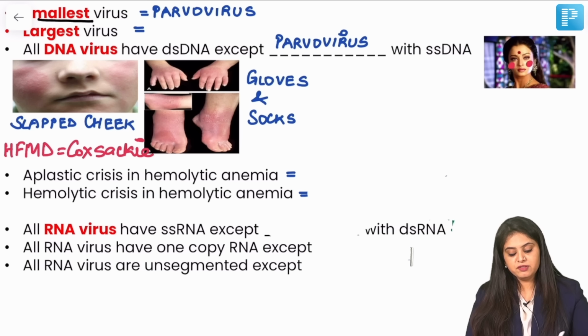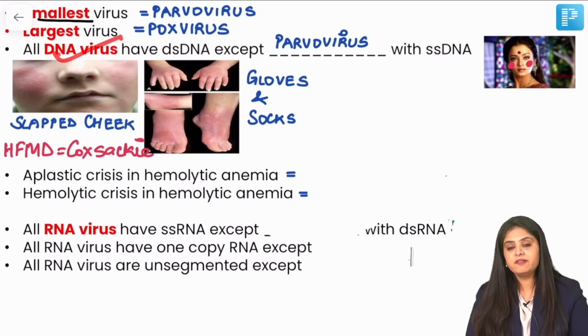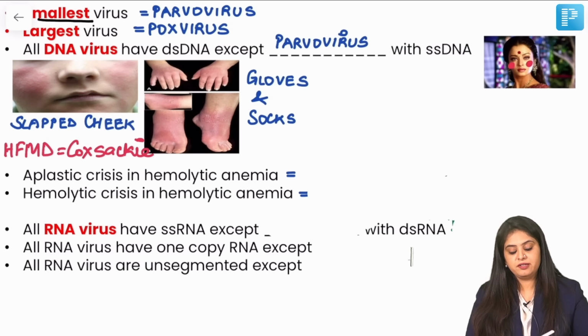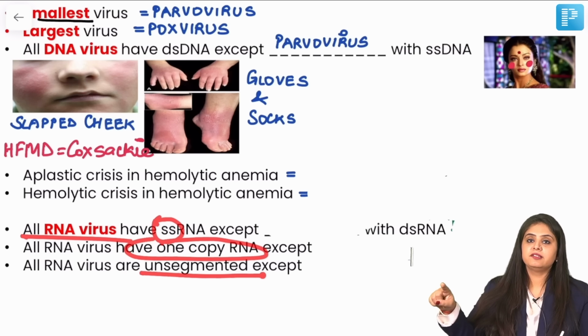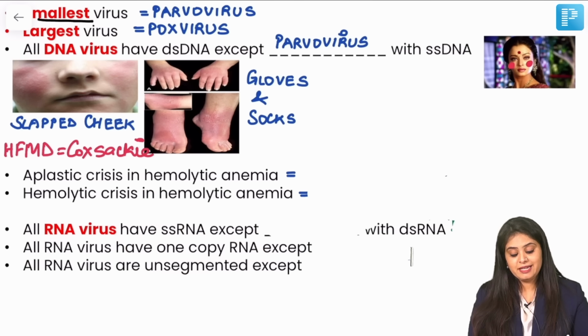Now coming back, if the smallest virus is parvovirus, the largest virus is said to be the pox virus. Next rule was all DNA viruses are double-stranded but Paro is alone. Let's do the rules for RNA viruses. All RNA viruses are single, means the strand will be single, the copy will be single, and they are unsegmented, not broken, so everything is one. What did I say? It is single stranded.